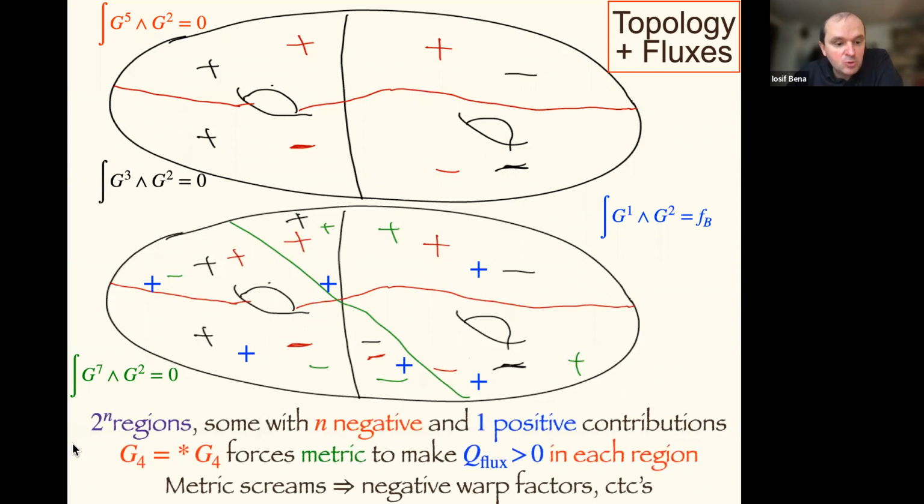And that's basically the intuition why this is not going to work, why you cannot stabilize a huge amount of fluxes with a tadpole of order 1. Again, there are 2 to the n regions when you have n fluxes, and some of them have n negative contributions and one positive contribution, but the whole sum has to be positive everywhere. And this is very, very hard to get. And generically you get negative warp factors, and the metric will scream and so on. This is the intuition behind the tadpole conjecture. This is the intuition why things don't work out.